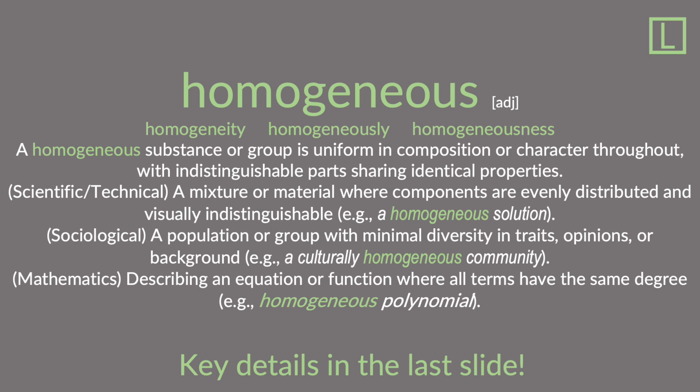technical. A mixture or material where components are evenly distributed and visually indistinguishable. For example, a homogeneous solution. Sociological. A population or group with minimal diversity in traits, opinions, or background. For example, a culturally homogeneous community. Mathematics. Describing an equation or function where all terms have the same degree. For example, homogeneous polynomial.